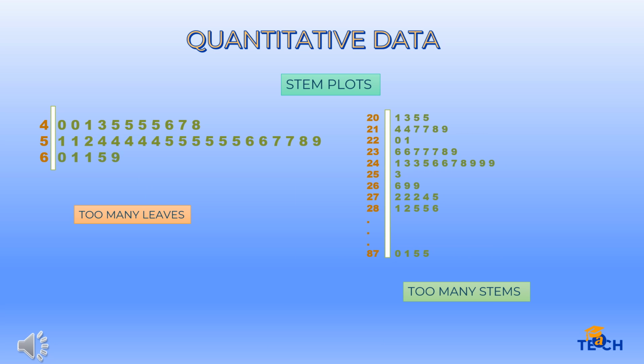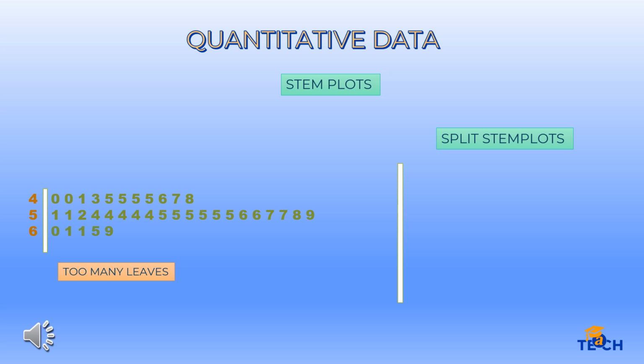Depending on the data we are working with, sometimes we can get stem plots with too many leaves, and we can get stem plots with too many stems. When this happens, we might not get a nice picture of the distribution, and as a result, we may not be able to get much information out of it. If we have a rectangular stem plot with too many leaves, we can actually convert it into something called a split stem plot. This conversion is called splitting the stems.